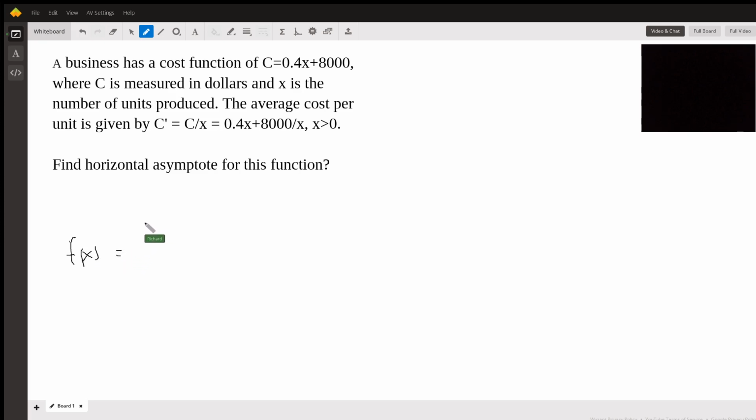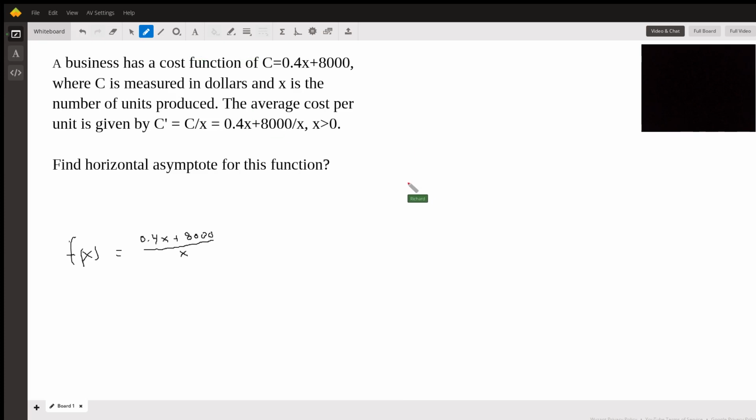And it's 0.4x plus 8,000 all over x. And we want to know the horizontal asymptote. There are some rules for the horizontal asymptote, and I'm going to put them over here. I'm going to put them in red because I think these should be memorized.